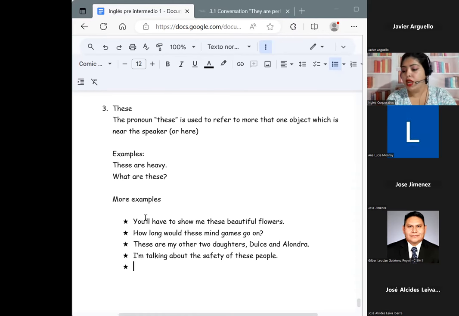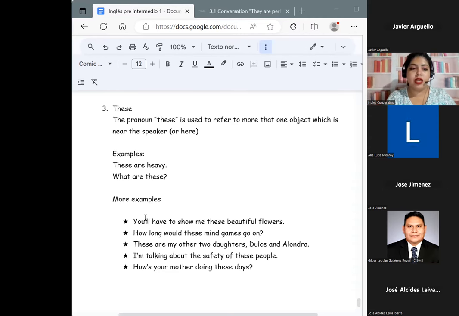And the last one, how's your mother doing these days? So we have here five different examples using this word. But also we can create a lot of other examples using these words.